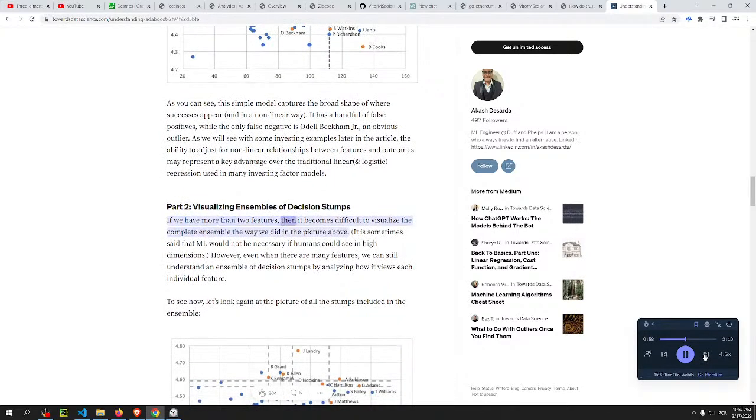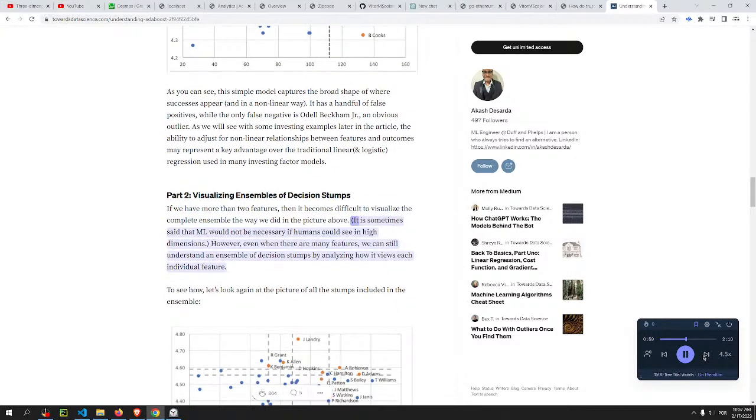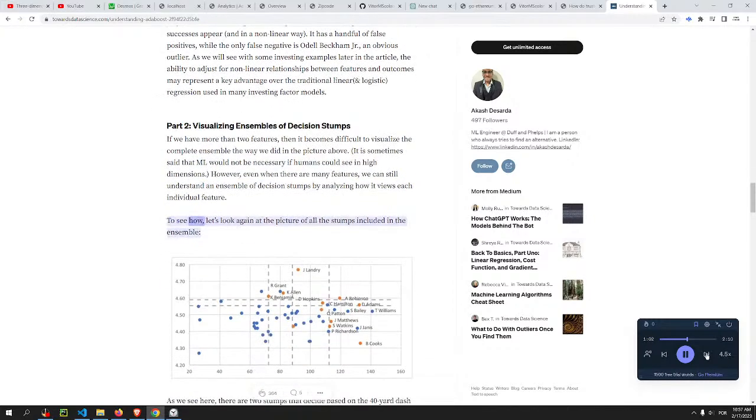If we have more than 2 features, then it becomes difficult to visualize the complete ensemble the way we did in the picture above. It is sometimes said that ML would not be necessary if humans could see in high dimensions. However, even when there are many features, we can still understand an ensemble of decision stumps by analyzing how it views each individual feature. To see how, let's look again at the picture of all the stumps.